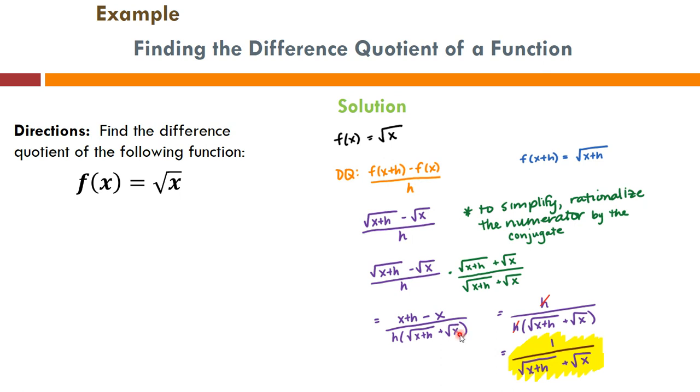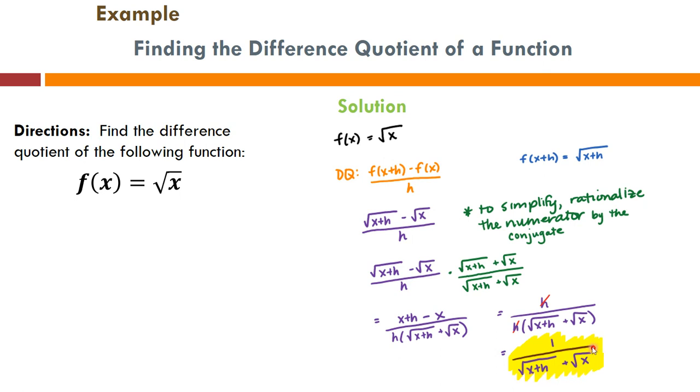Okay. Now, in the numerator, do you see that one of your x's is positive and one is negative? So they're going to cancel. So that's going to leave me with h in the top over the denominator. And then my h's can also cancel because I have one in the numerator, one in the denominator. So that's going to leave me with 1 over the square root of x plus h plus the square root of x.